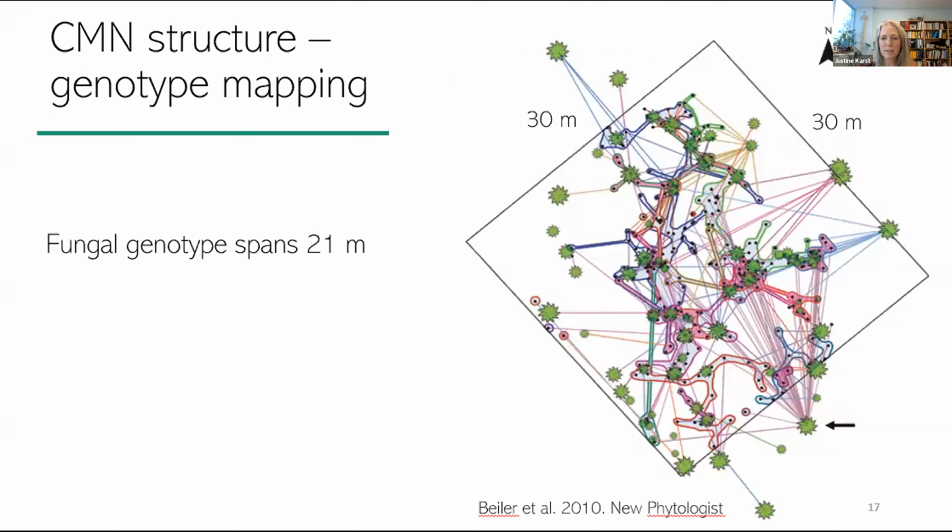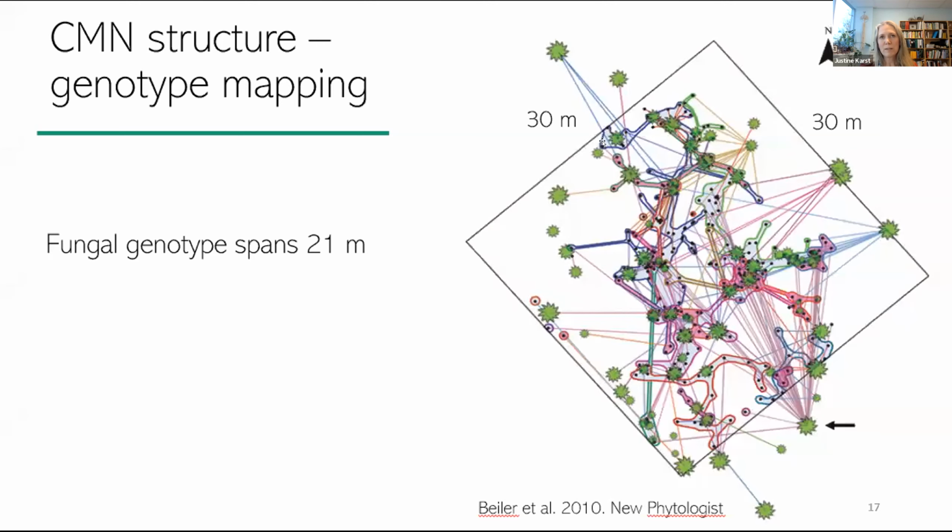From using these techniques, there have been some really beautiful maps developed. This is one of them, by Beiler et al., and it came out in 2010. You're looking down on a Douglas fir stand. The green dots are different Douglas fir trees, and the size tells you how big or small the tree is. The little black dots are locations where they sampled those ectomycorrhizal roots. And the lines correspond to different Rhizopogon species and different genets that are connected to the trees.